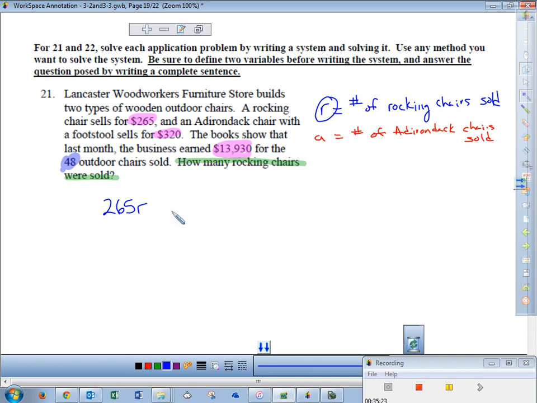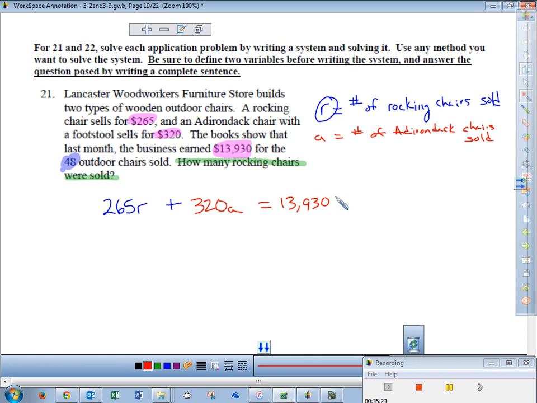The other one, I need to add up how many of those hard-to-pronounce chairs I sold. Well, I had A of them sold. How much did I get for each one of them? 320 times every single one of them I sold, right? If you add those together, wouldn't you get all the money that you accumulated? How much money did they accumulate? $13,930. That number needs a comma with it. Please notice I did not put a $ sign next to any of those. You don't need labels in this. You need just the numbers.